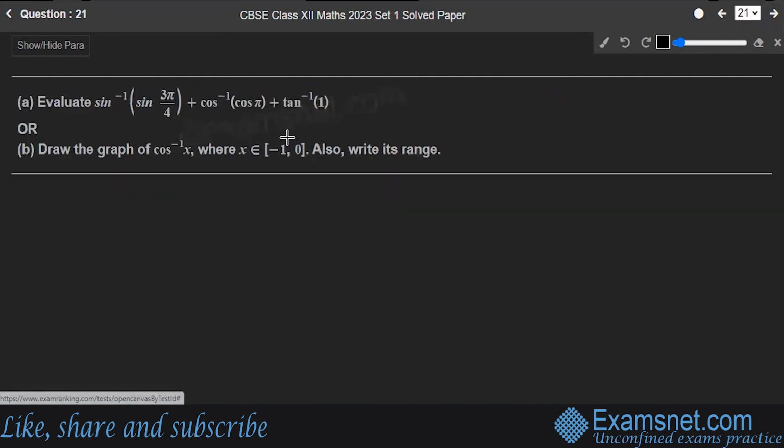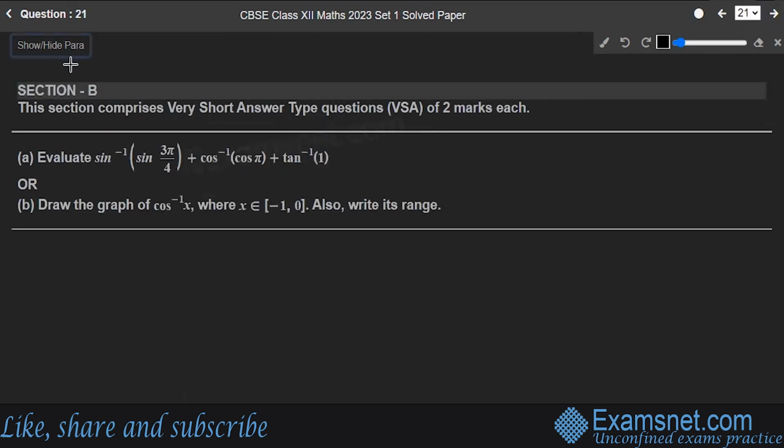Next is question number 21. Here we have started with section B. Now this section has very short answer type questions which carry 2 marks each. Let's start with the first one. There is no choice between the two questions. Evaluate sine inverse sine 3 pi by 4 plus cos inverse cos pi plus tan inverse 1.